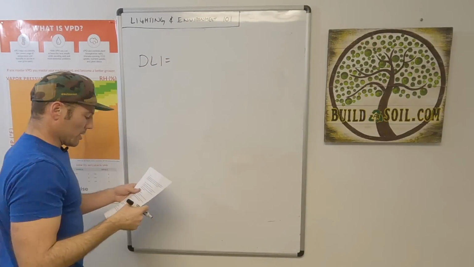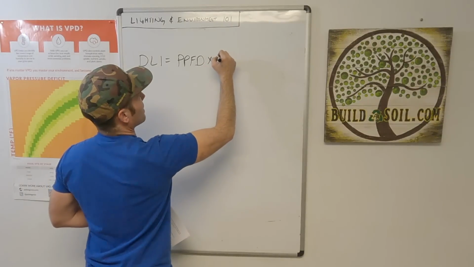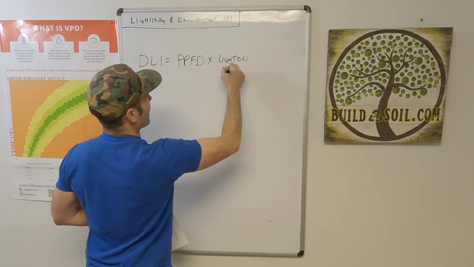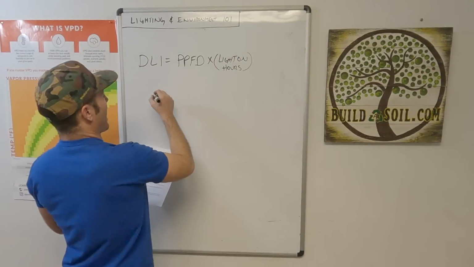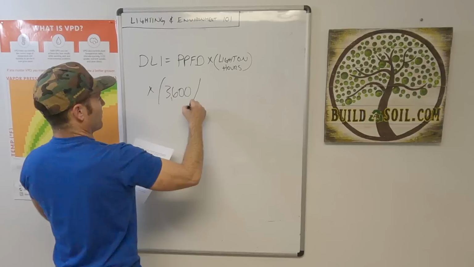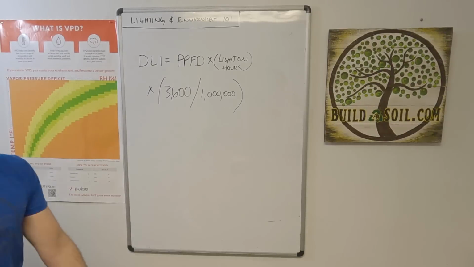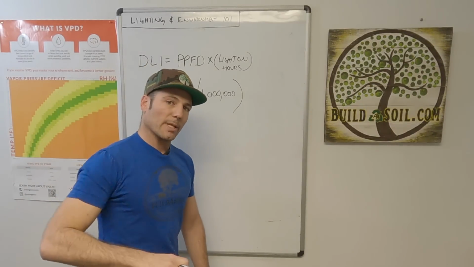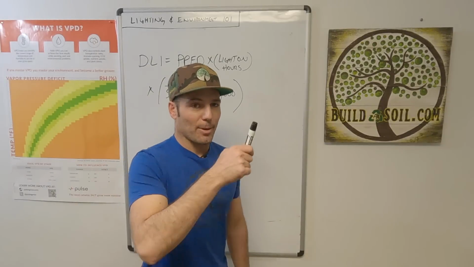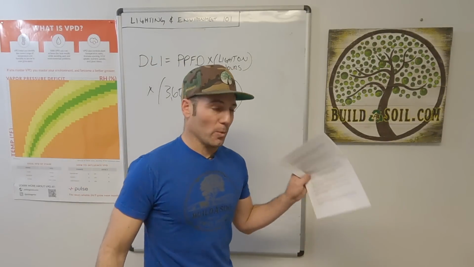DLI equals PPFD, which now you understand, times light on hours. And that is times 3,600 divided by 1 million. That seems kind of complicated, but the reason that I wanted to show you the formula is to give you that little deeper dive. At the end of the day, all you need to know is that how bright your light is over how many hours gives you the number that we're looking for.